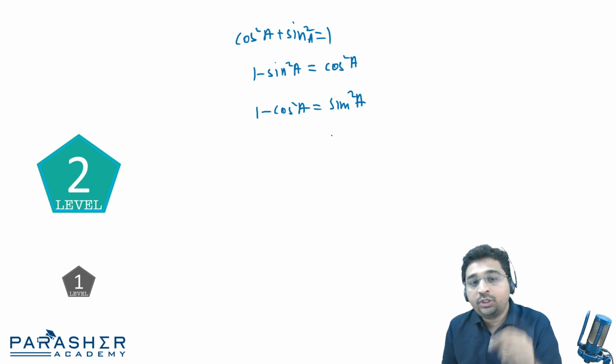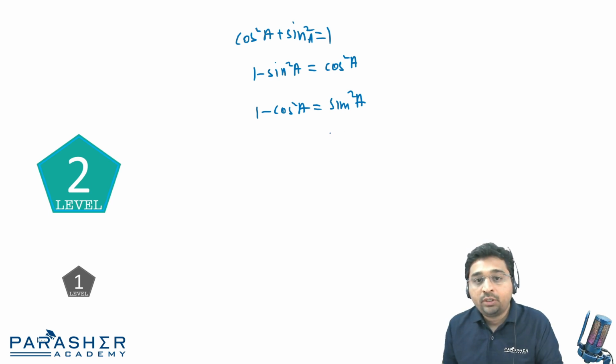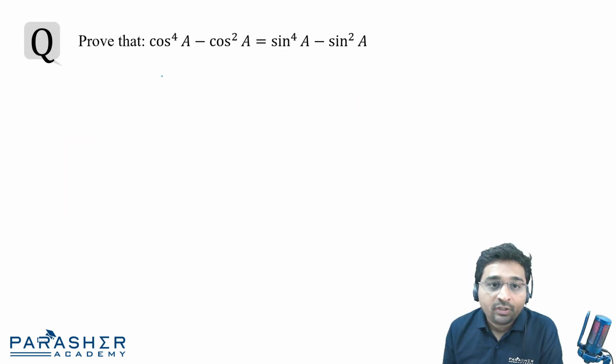So wherever you get a chance to bring it to 1 minus sine square A or 1 minus cos square A, you apply that it is equal to cos square or sine square. Let's see one application of this level 2 understanding. Look at this question.